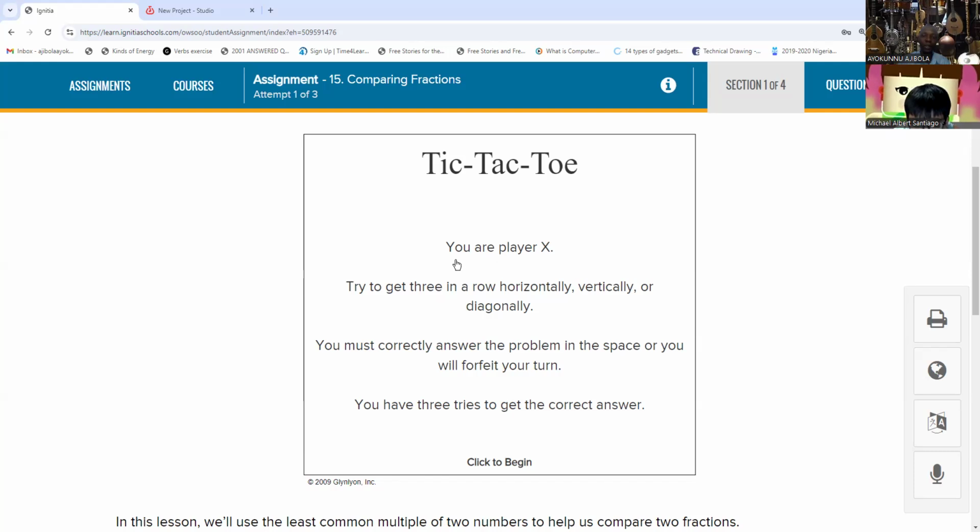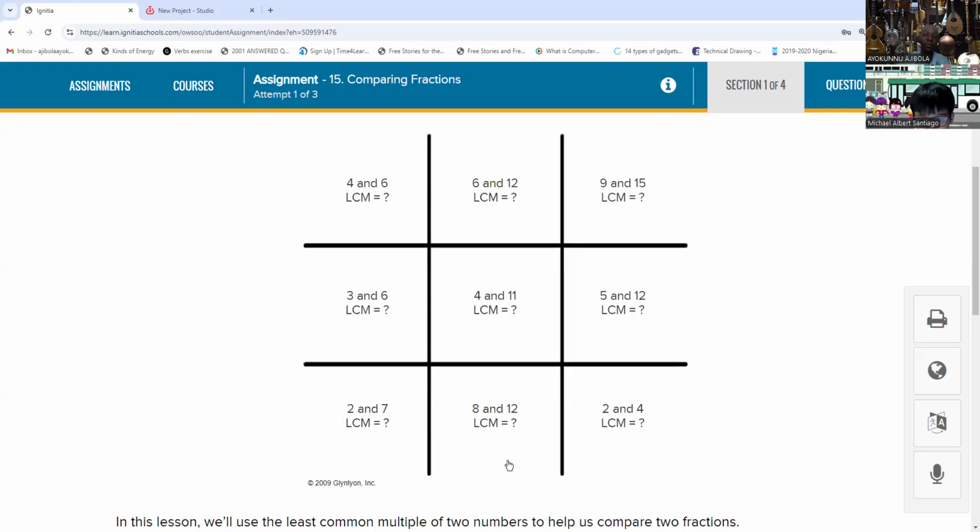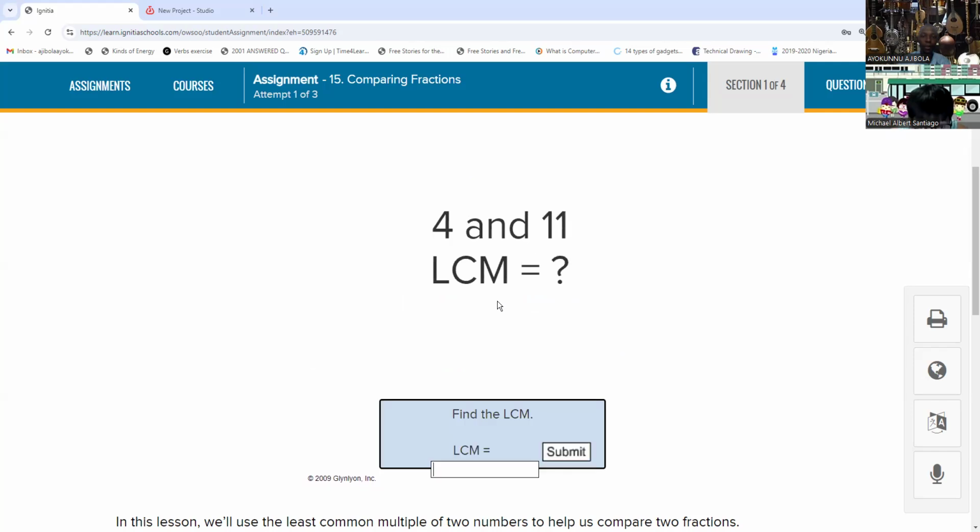Okay. So, you are player X. Try to get three in a row horizontally, vertically, or diagonally. If you don't get that, it's saying you lose. Okay, so let's begin. Maybe we start from the middle.